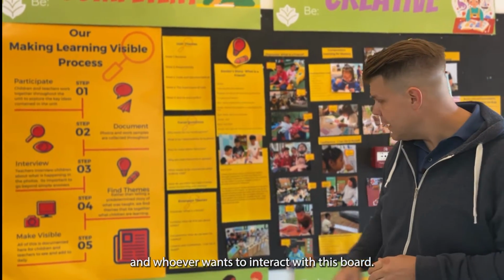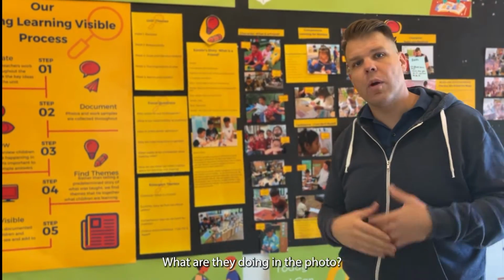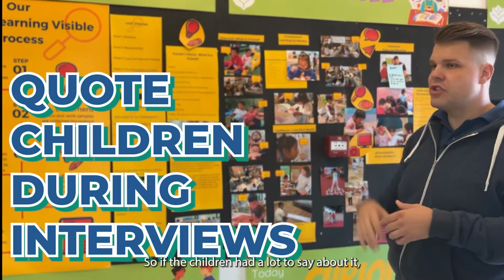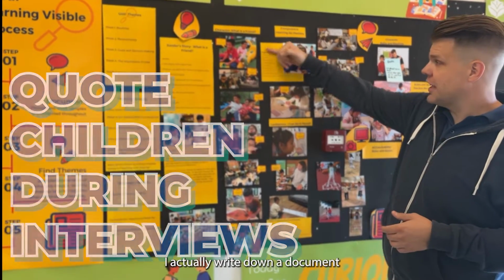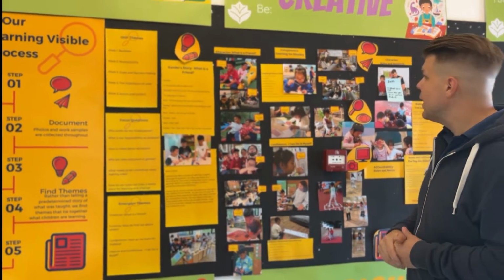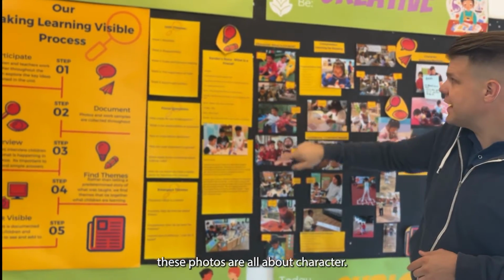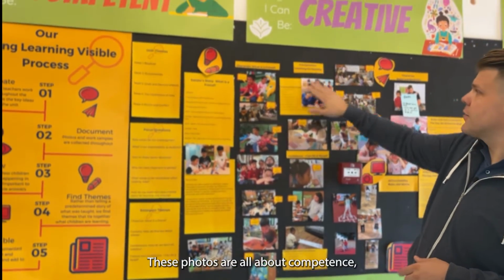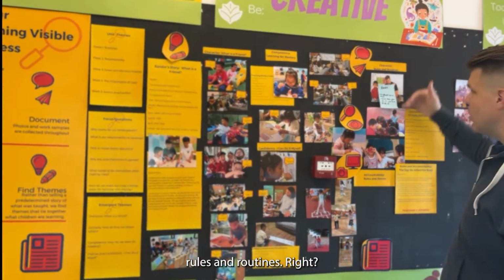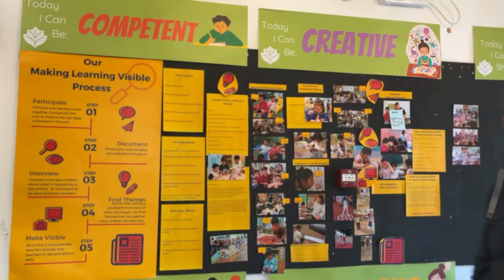Then we have lots of photos with quotes from children. What are they doing in the photo? What are they thinking about the photo? Some of those are more extended, right? So if the children had a lot to say about it, I actually write down and document everything they said and then put it up here on the board. Finally, it's all signposted. So under here, these photos are all about character. What is a friend? These photos are all about competence, learning for mastery. These photos are all about character, rules, and routines, right? And these are actually the emergent themes that we found.